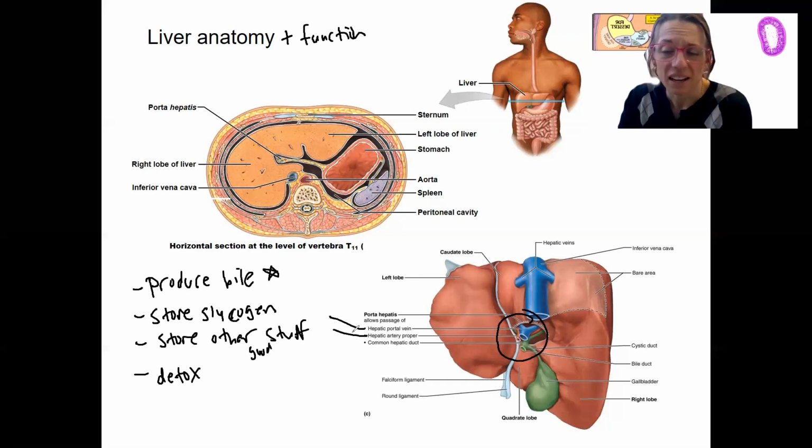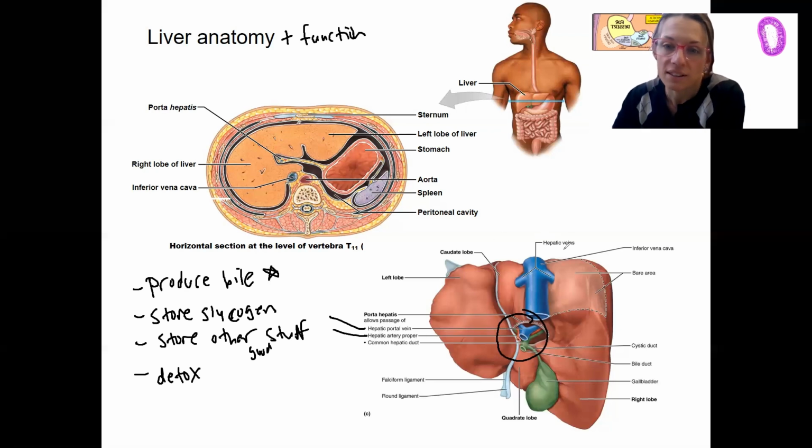Portal vein, that's actually an incoming vein. A portal vein is different than a vein. It's this portal system, kind of like your hypothalamic portal system, deliberately shunted from the digestive system to the liver. We'll look at this again in the next slide.